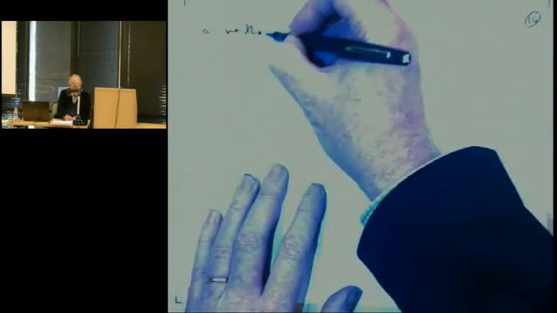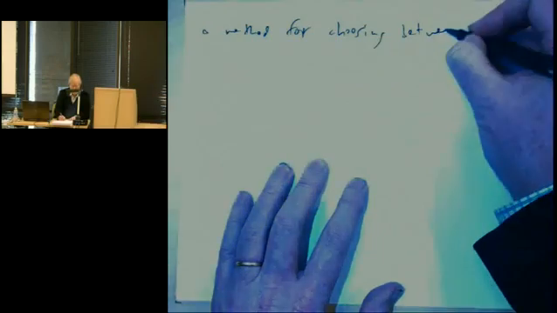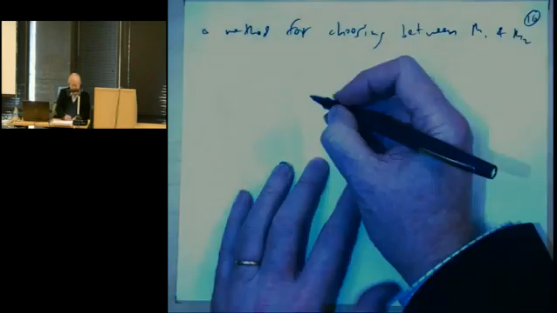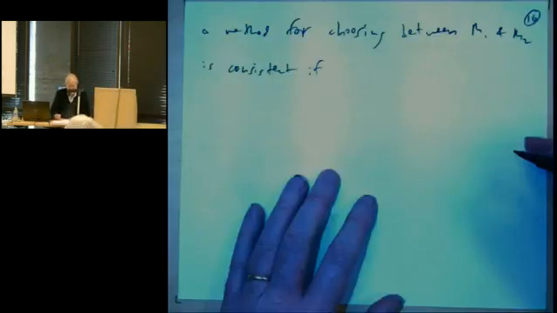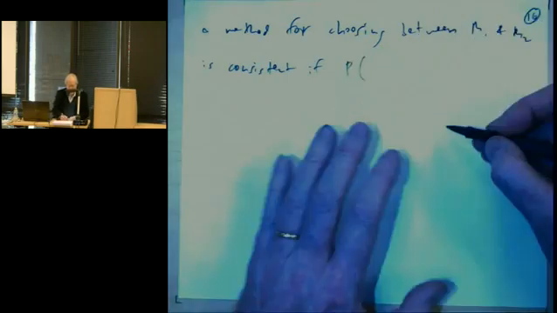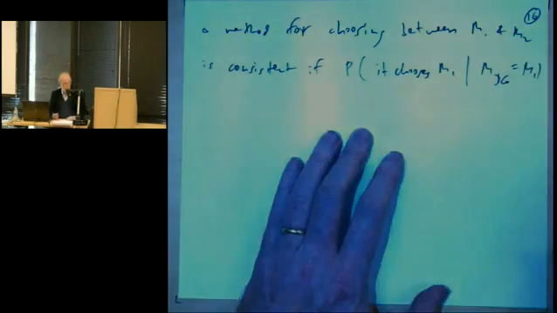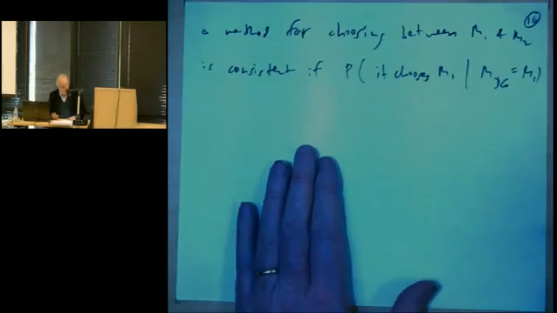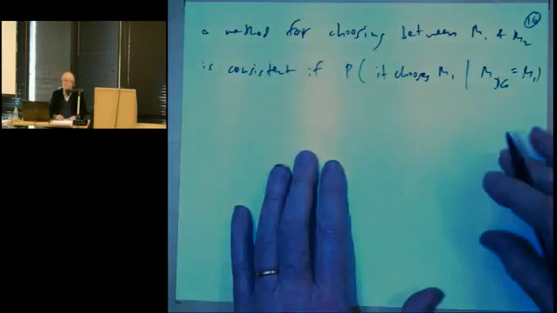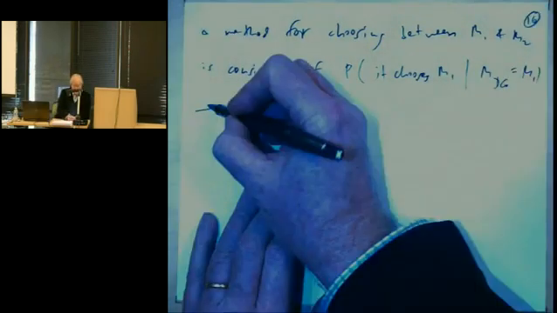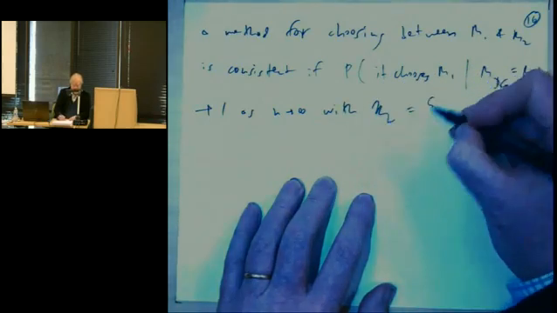A method for choosing between Model 1 and Model 2 is consistent if the probability it chooses Model 1, given that the data generating model is Model 1, you'd want that probability to be what? Big or small or in between? When Model 1 is the right answer, you'd want the probability that that method chooses Model 1 to be big. If that probability goes to 1 as n goes to infinity, with the ensemble of models that you're comparing consisting only of the models M1 and M2.